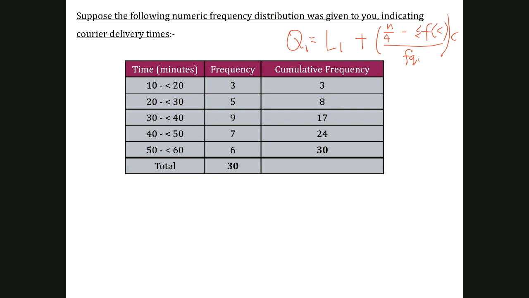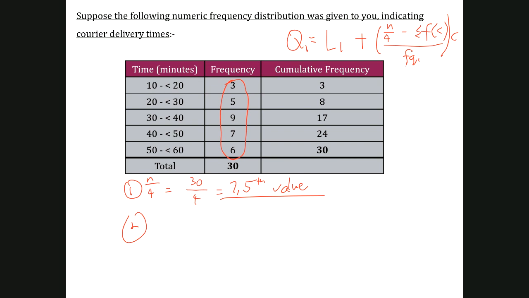Step 1 then is to determine the position. The position is calculated as n over 4. And here is the sum of your frequencies, which is 30. So 30 divided by 4 gives you 7.5. So the 7.5th value basically in your data set is your Q1. Then you're going to determine which interval the 7.5th value lies within.